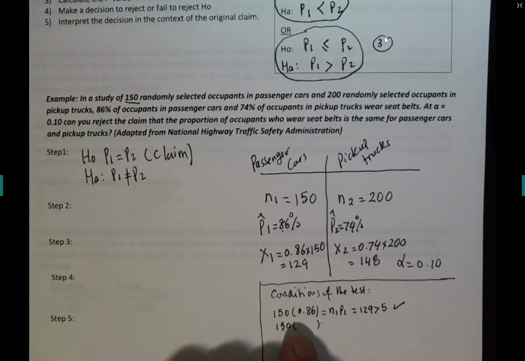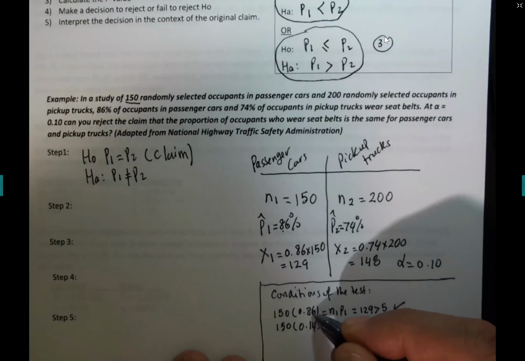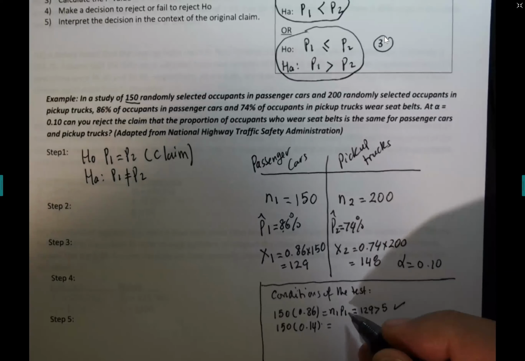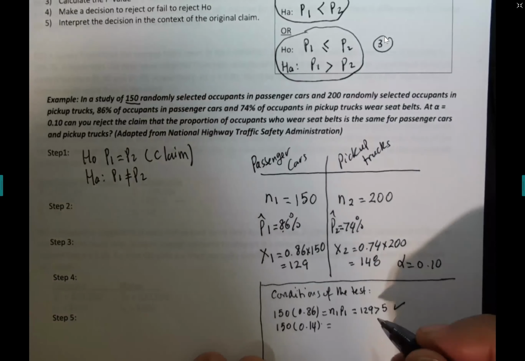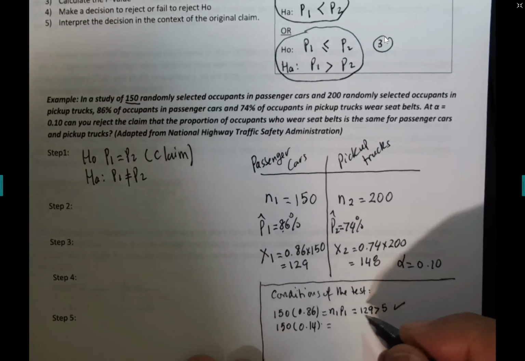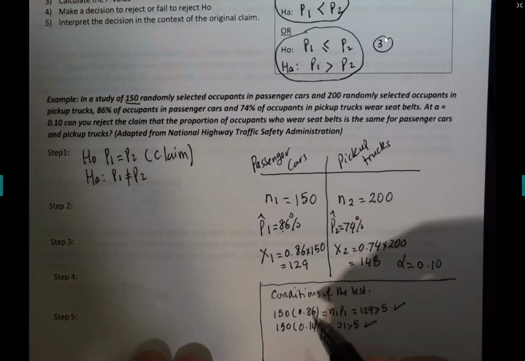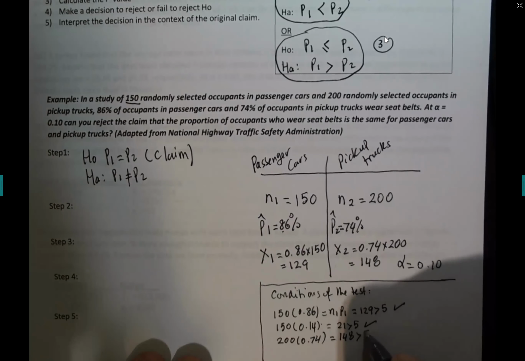What would be the q1 here? 1 minus p1. So that will be 0.14. Because 0.14, guys, plus 0.86 will give you 100%. And I think, guys, you agree with me, 0.14 times 150 will be 21, bigger than 5. Okay, now let's go to the second set. 200 times 0.74. We already did it. It's 148, bigger than 5.